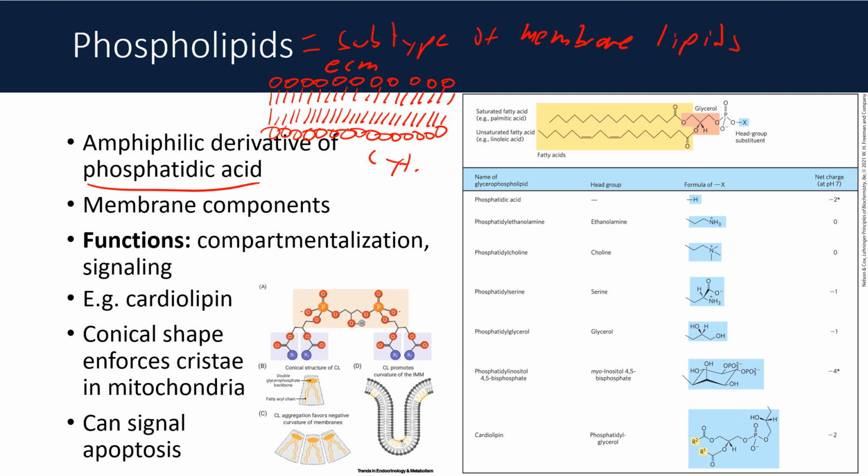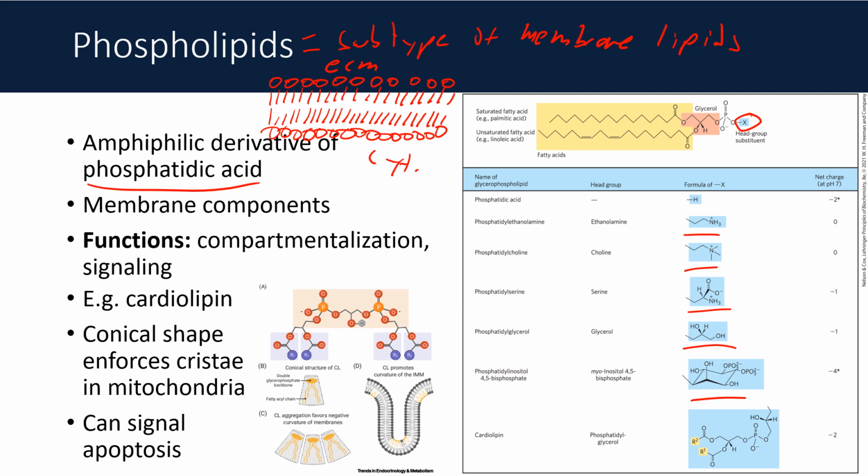The other benefit to having that polar head group is it's very tunable. We can swap out what I've shown here as an X with a number of organic entities, which is going to give us different types of phospholipids with different types of functionalities.